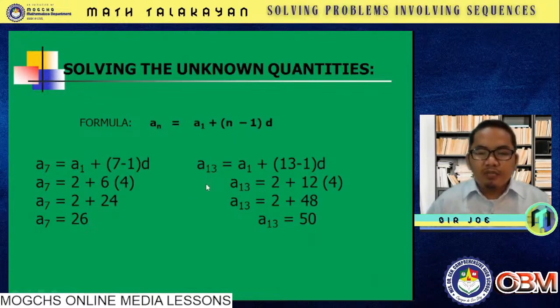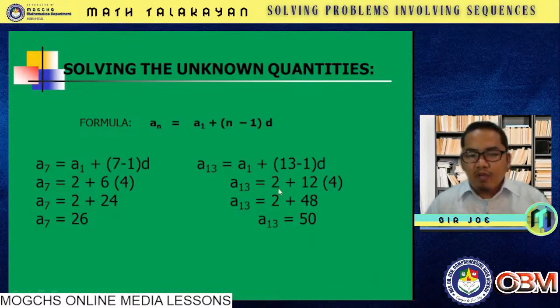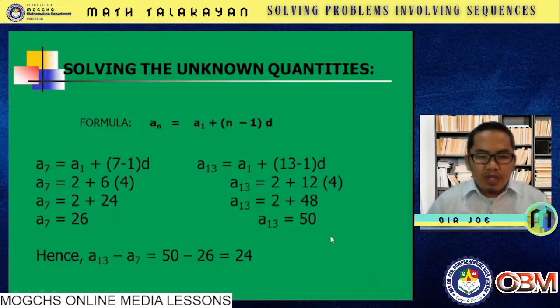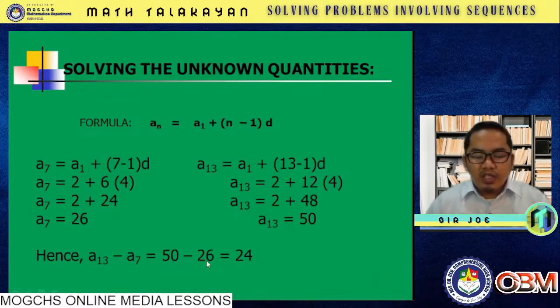Our 7th term is 26. For the 13th term, we have a sub 1 plus the quantity of 13 minus 1 times d. Our first term is 2 and our common difference is 4. So 12 times 4 is 48, plus 2 is equal to 50. In other words, the 13th term minus the 7th term, which are 50 and 26, so the difference is 24.